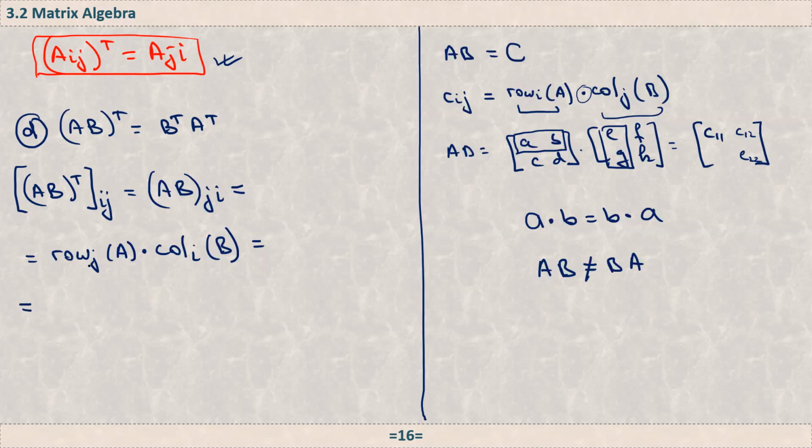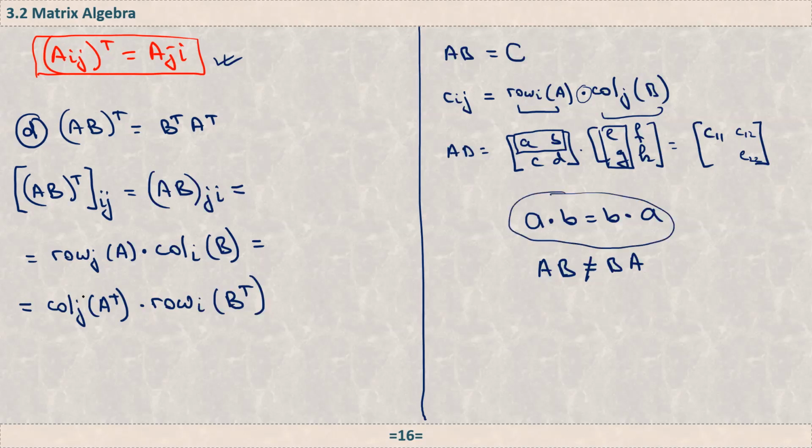How can I change this into a column? If I write the transpose, the row of this matrix becomes a column of its transpose. So I can write column J of A transpose times row I of B transpose. Now I'm going to use this property of the dot product: I can interchange these. So that's equal to row I, because I have to write this as Ij.